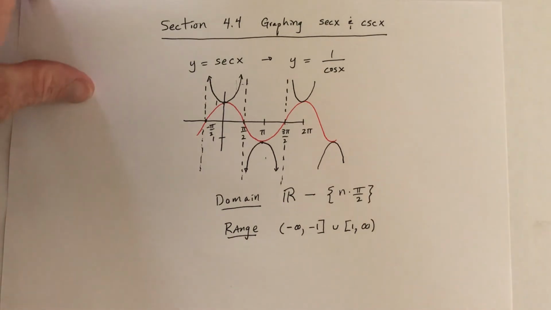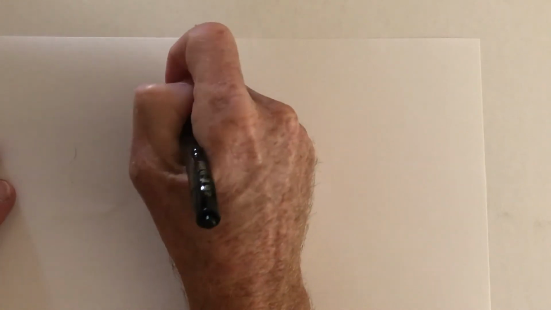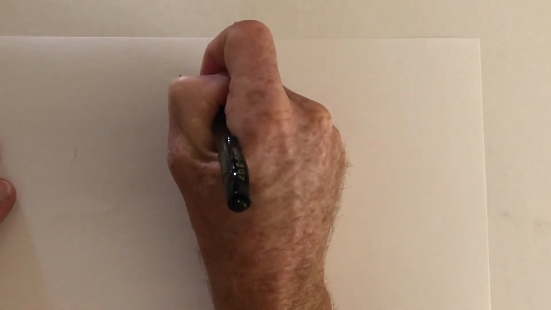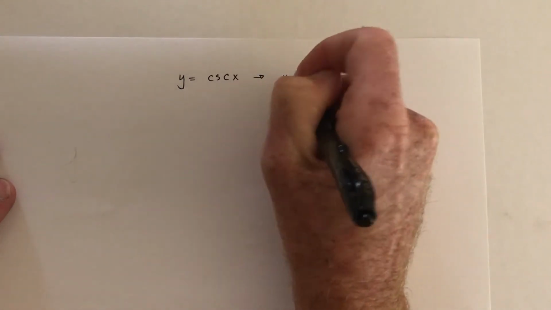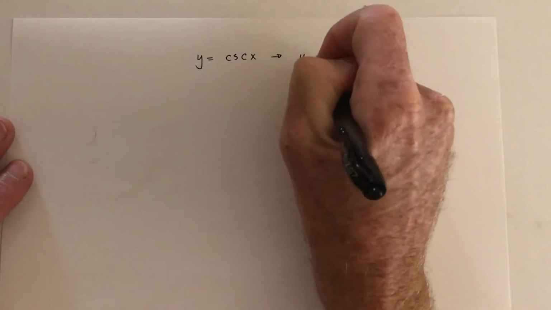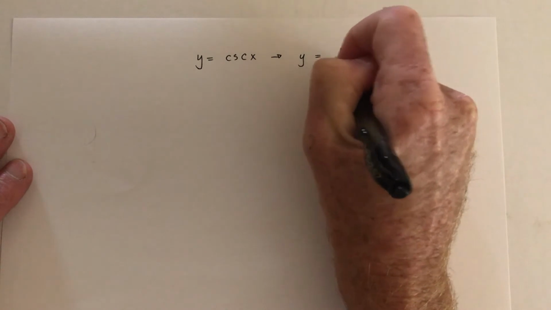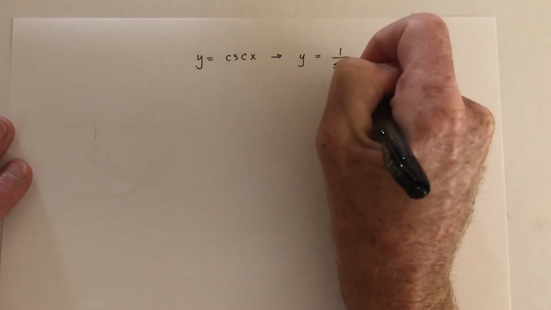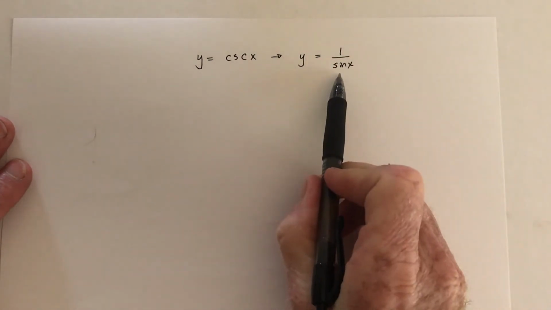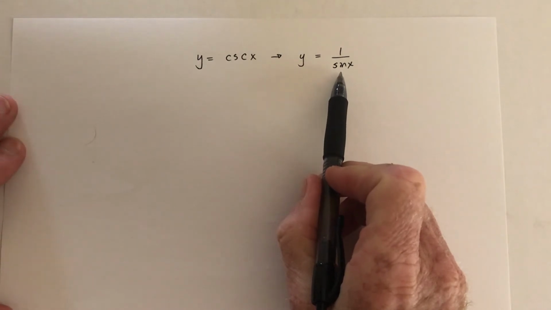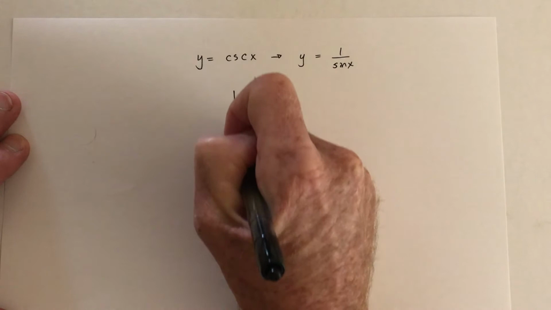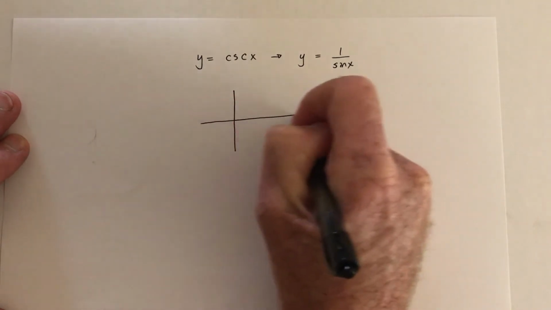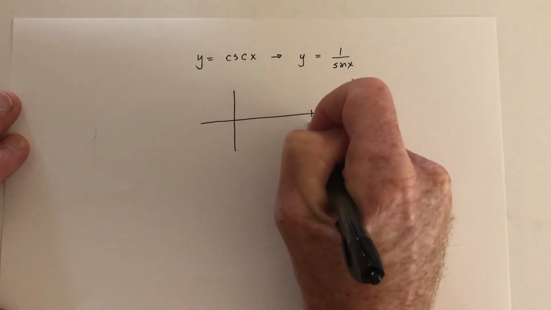And then what about cosecant? So for y equals cosecant, I'm going to use the trig identity that cosecant is 1 over sine. So any place that sine equals 0, this thing is going to be undefined. It's going to have asymptotes. So let's see, the sine graph going out to 2 pi.